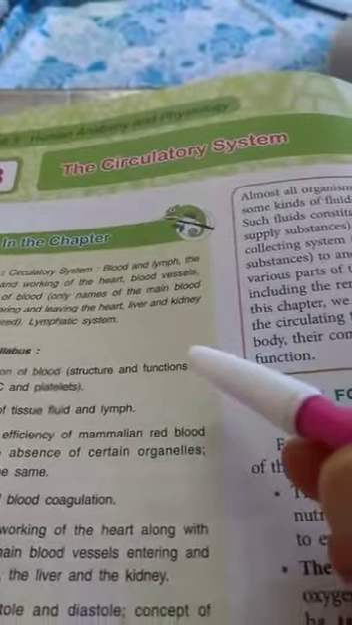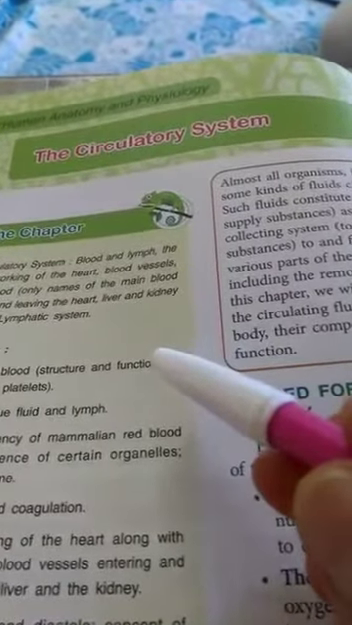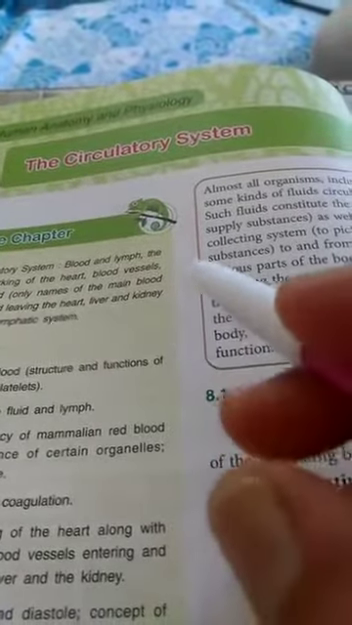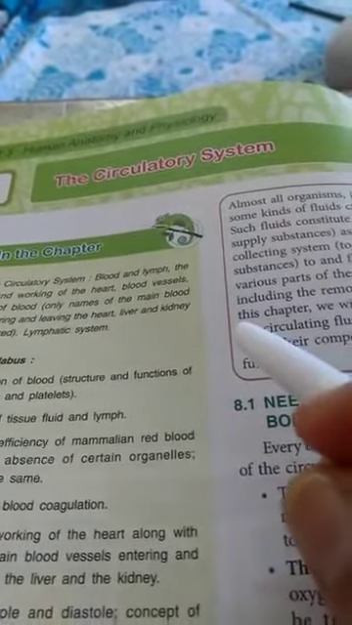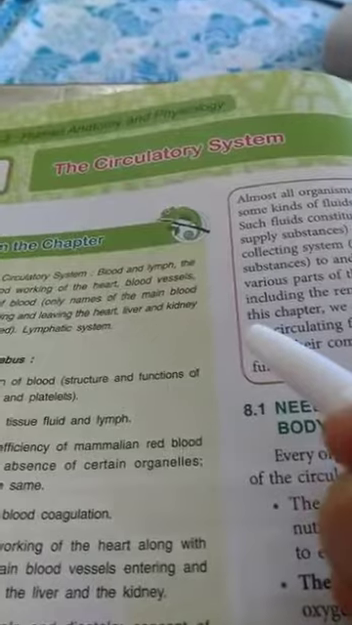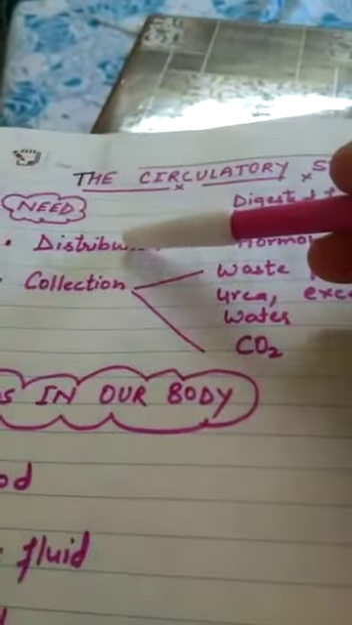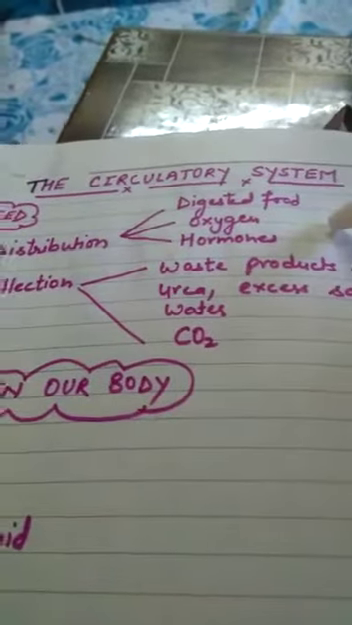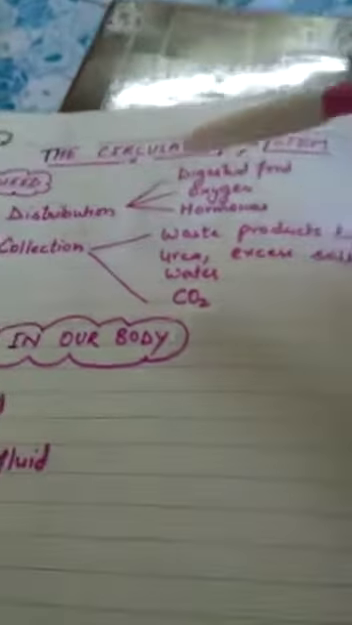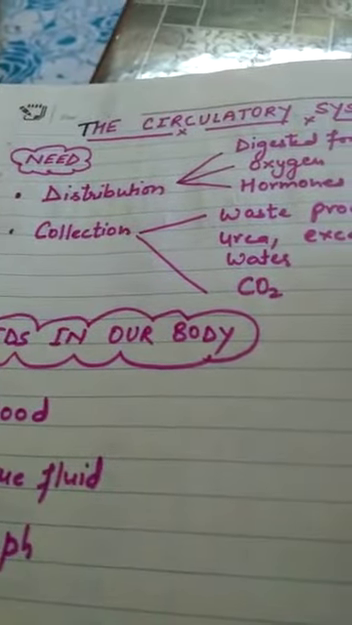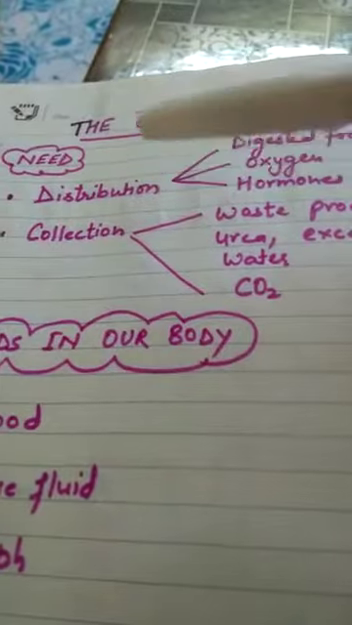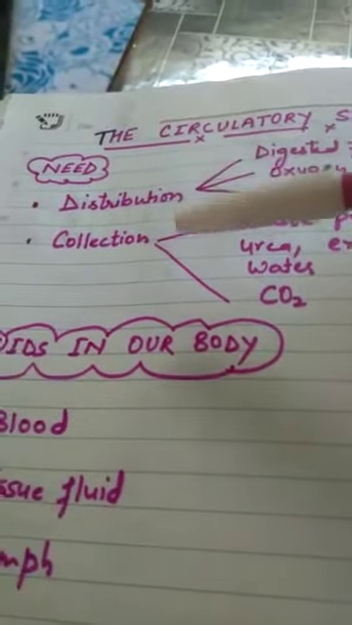In this chapter, we will study the circulatory fluids that help in the process of distribution and collection of various substances. First of all, let us see what is the need of this circulatory system in the body. The circulatory system, which has circulating fluids present in the body, performs mainly two functions.